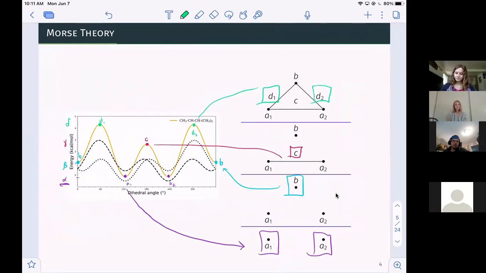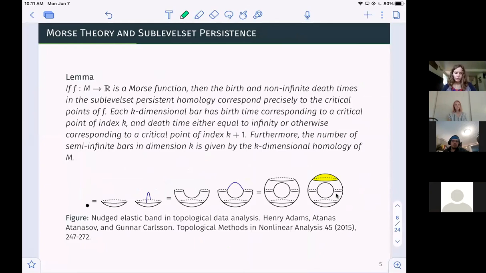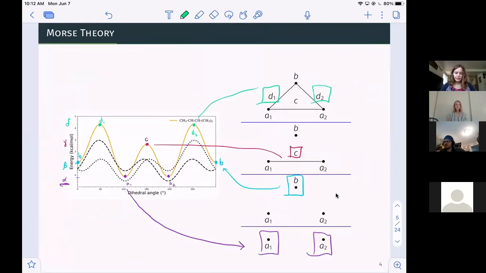And further, we're going to be able to say that each k-dimensional bar has birth time corresponding to a critical point of index k, and the death time either equal to infinity, so if we have a semi-infinite length bar, or it'll correspond to a critical point of index k plus 1. So in the previous slide, right, our minimums have index 0, so those are being born. In those index 0 critical points, when we hit an index 1 critical point, that was when those components were kind of killed off or merged, so to speak.